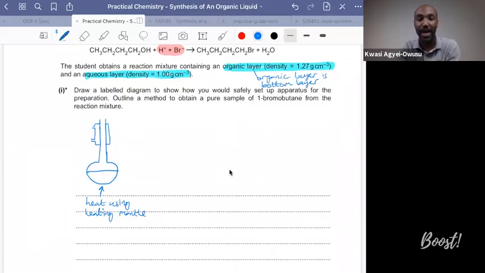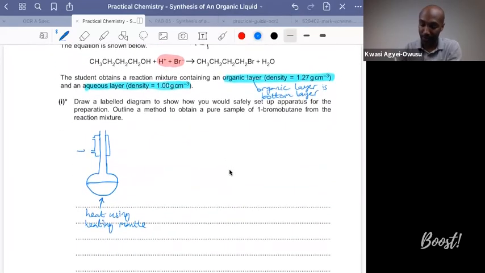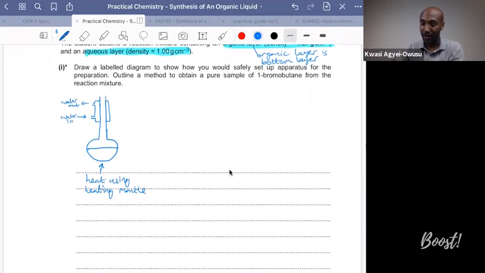So you're going to be heating that, and you're going to heat that for, we're told, an hour. So water in and water out. So that's what you're going to be doing as far as preparing or making your 1-bromobutane. Having done that, you're going to then use a separating funnel. And in this instance, the organic layer is the bottom layer.